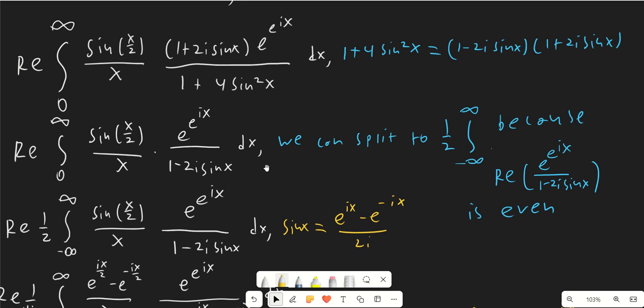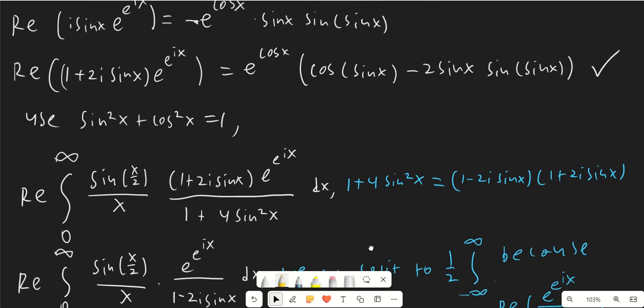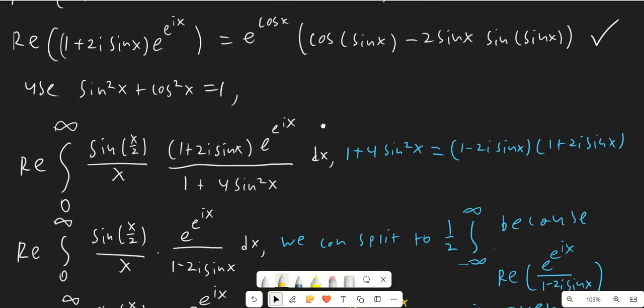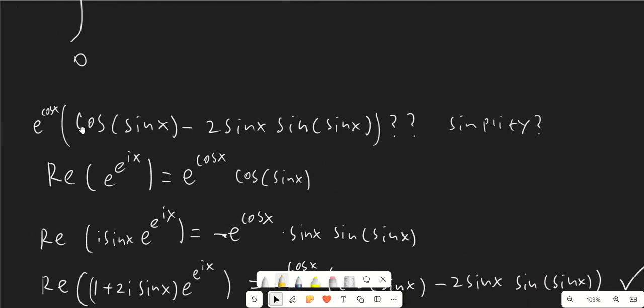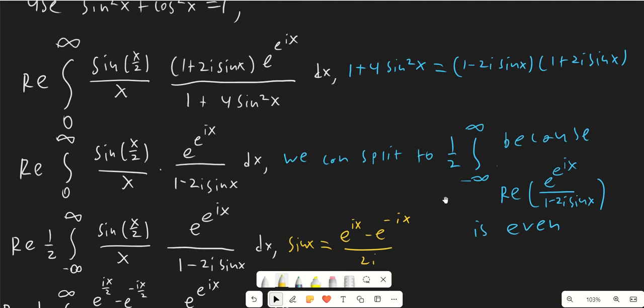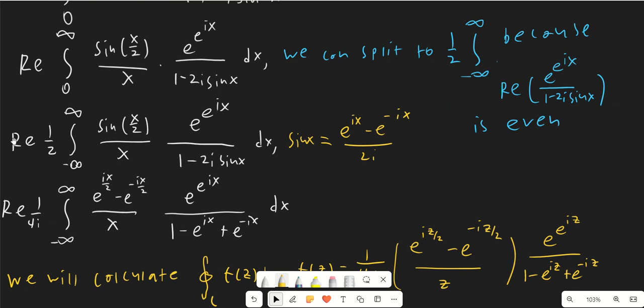And I should have done this in the last step, but we can split this to 1/2 times the integral from negative infinity to infinity of the same integrand, because the real part of e to the ix over 1 minus 2i sine x is even. You can see this from the beginning. This is clearly an even function right here, and so it remains even after we do this real part bit. So we're going to make this the real part of 1/2 the integral from negative infinity to infinity of sine of x over 2 over x times e to the ix over 1 minus 2i sine x.